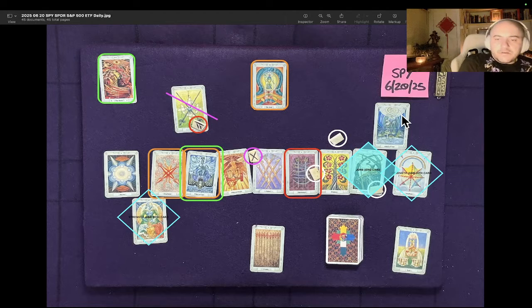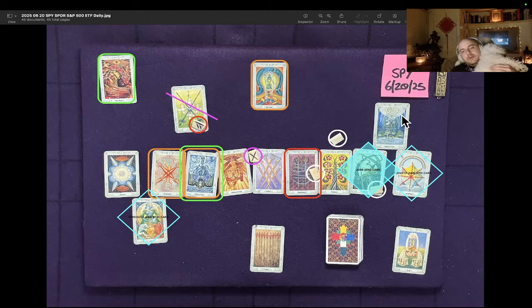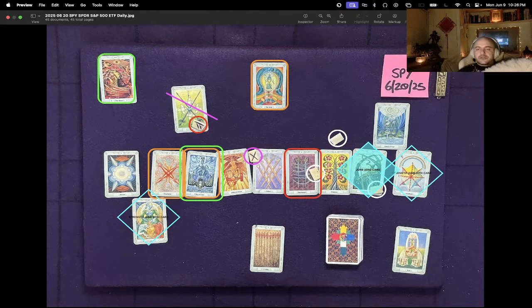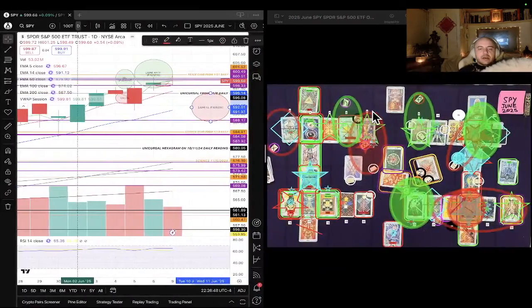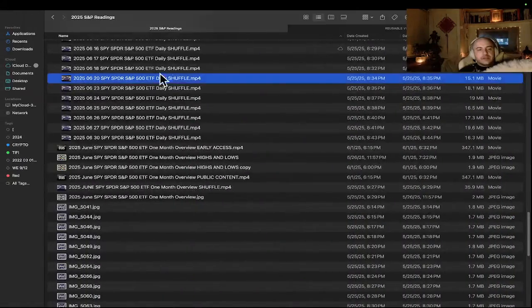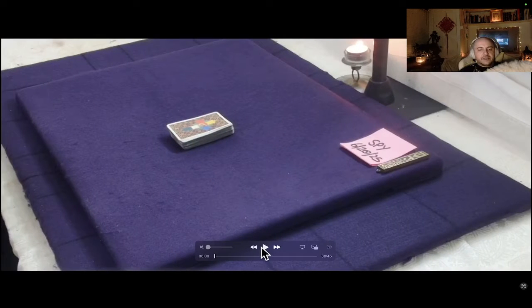This is the S&P 500 Spider ETF SPY one-day reading for June 20th, 2025. It's currently June 9th, 2025, 10:26 p.m. Eastern Time. SPY at the time of this reading, $599.68 USD. And the shuffle video for the June 20th reading was created on May 25th, 2025 at 8:34 p.m. Eastern Time. That's this video right here.